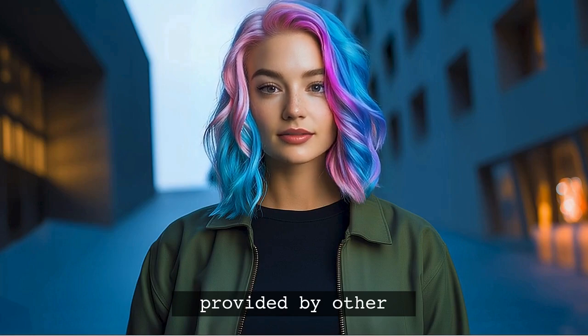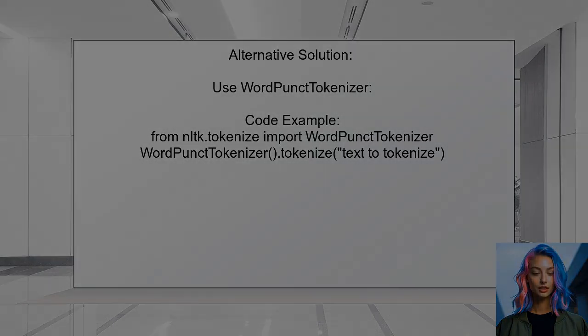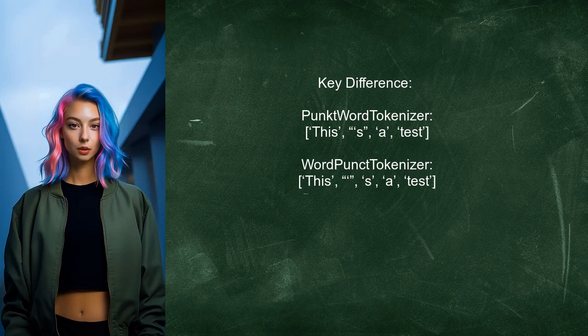Now let's look at the answers provided by other users. An alternative solution from another user suggests using PunktWordTokenizer instead of PunktWordTokenizer. They explain that PunktWordTokenizer is no longer available, but PunktWordTokenizer can be used to tokenize text. The user highlights a key difference. PunktWordTokenizer keeps punctuation with the word, while PunktWordTokenizer separates all punctuation into individual tokens. For example, this attest would be tokenized differently by each method.